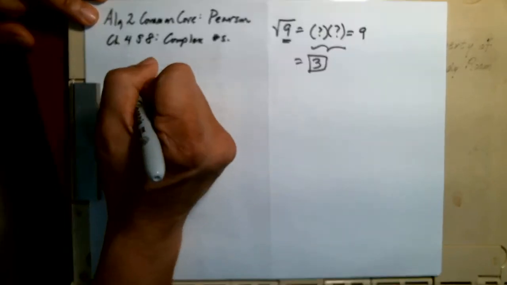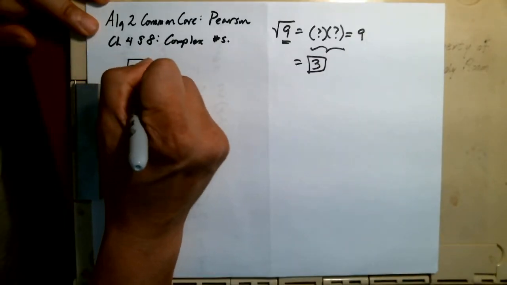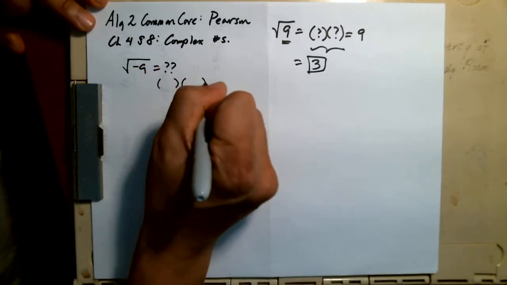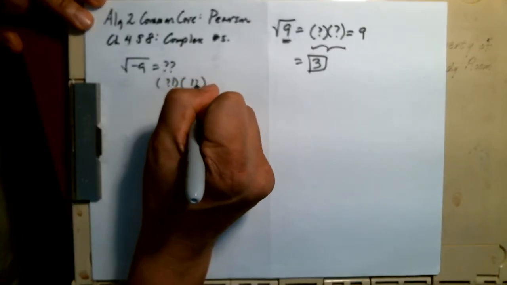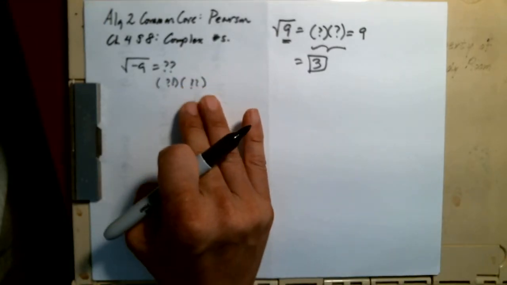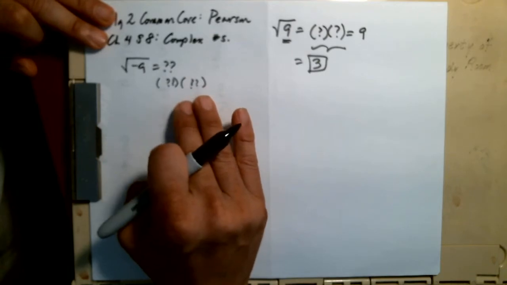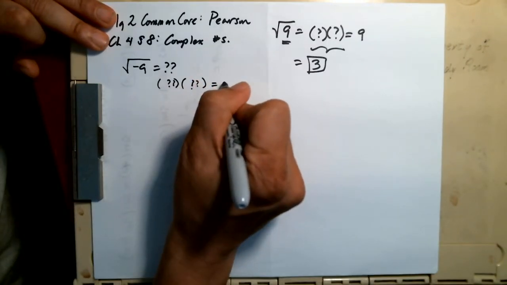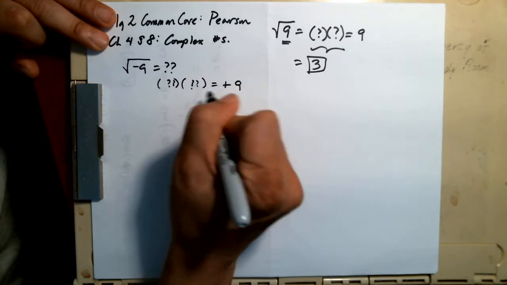Well, let's try another one. What's the square root of negative 9 then equal to? What times itself would equal negative 9? Well, if you think about this a little bit, there actually is no real number that will equal negative 9, because any number times itself is always going to be positive 9, not negative.